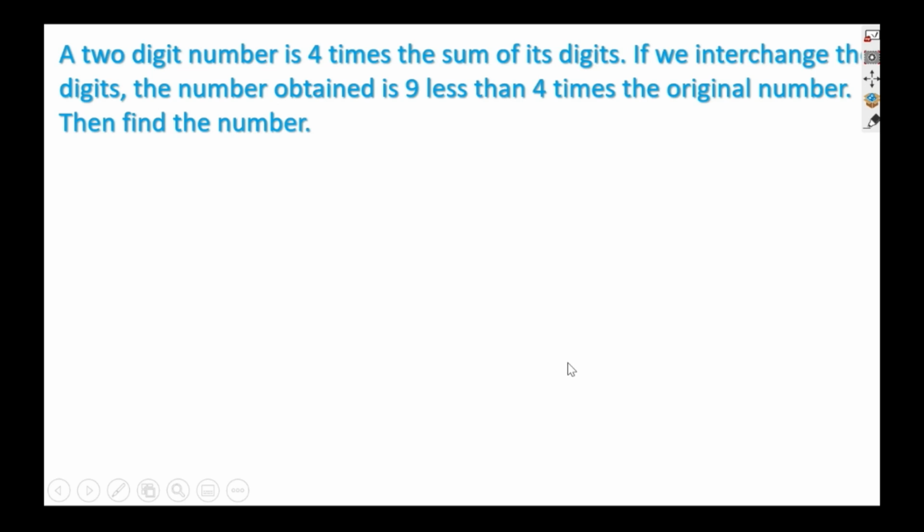Anyway, one more question is here. A two-digit number is 4 times the sum of its digits. If we interchange the digits, the number obtained is 9 less than 4 times the original number. Then find the number. This is a question from your textbook example.